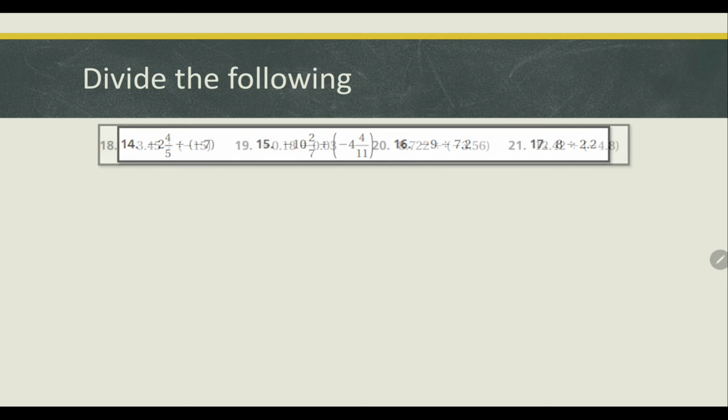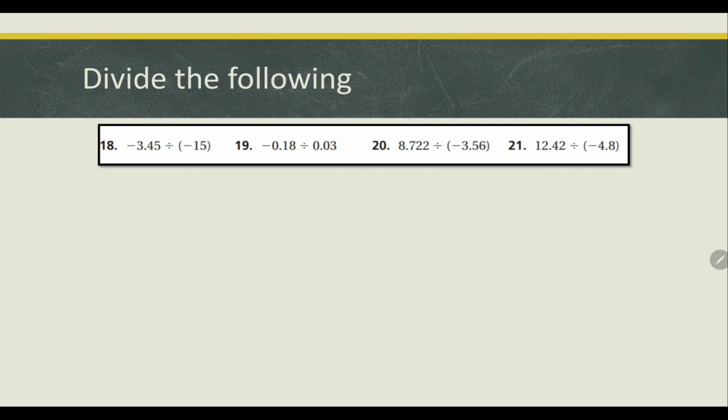Now let's go to the next one. Here we have negative 3.45 over negative 15. Again, the negatives will cancel. If you do normal division, we should have the answer as 0.23. Now question 19, we have negative 0.18 over 0.03.